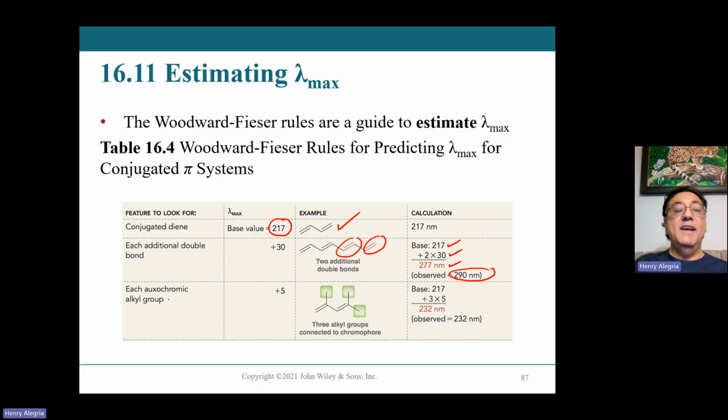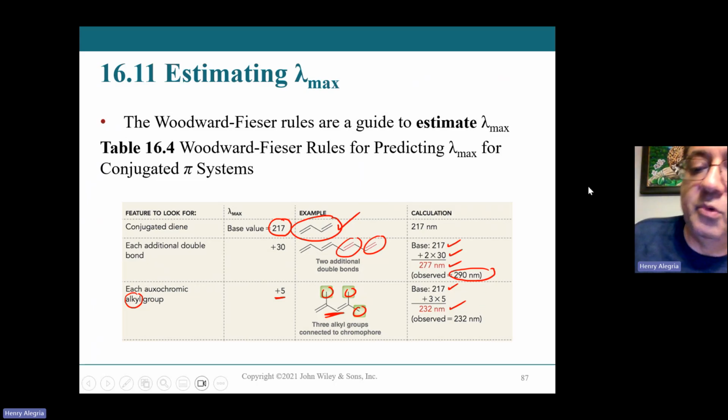Now, if I have auxochromic groups, if the auxochromic groups are alkyls, such as here I have methyl, methyl, and methyl, for each auxochromic group that you have that is an alkyl group, you add 5. So again, in this case, I have only 2 double bonds. That's your regular base here, 217. I have 3 alkyl auxochromes. 3 times 5 is 15. Add 15 to the 217, and I would predict that the lambda max would be 232. Notice that it actually is 232. So this one hits it exactly on the nail.